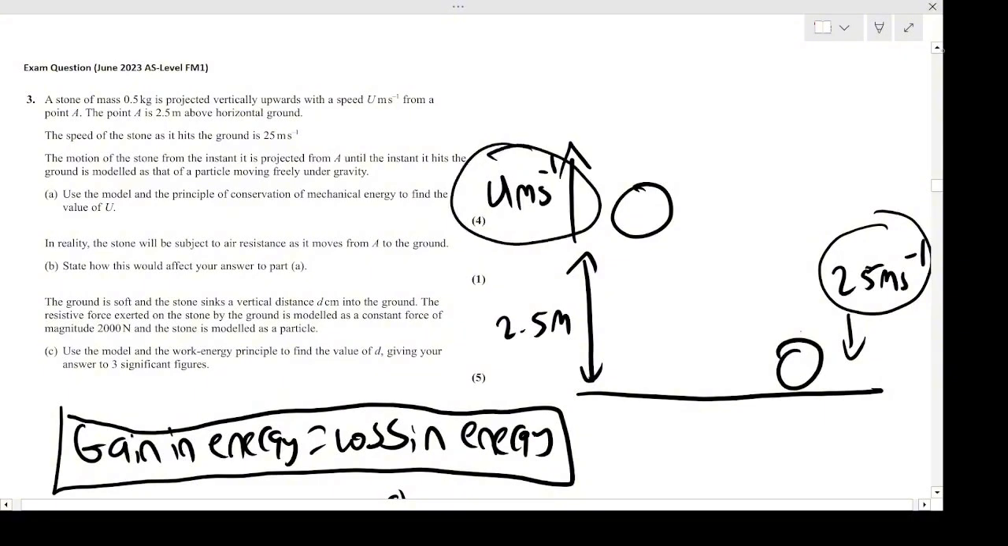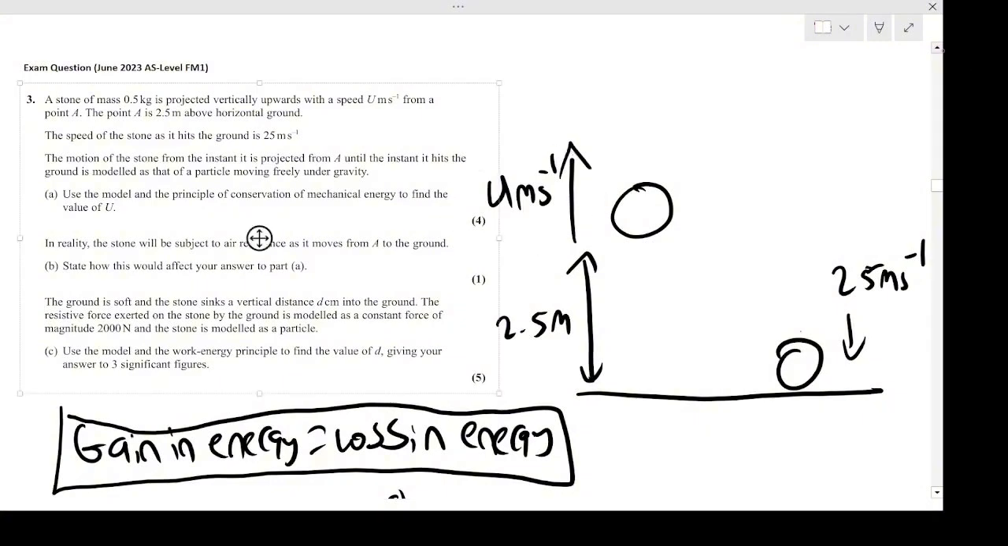What this is saying is if we add air resistance and we only change the value of u, right, the start speed, if I only change that, everything else stays the same. Okay, so the heights stay the same and the final speed stays the same. The only thing we're changing to accommodate for air resistance is the value of u. So to allow for that, do we increase or decrease the value of u?